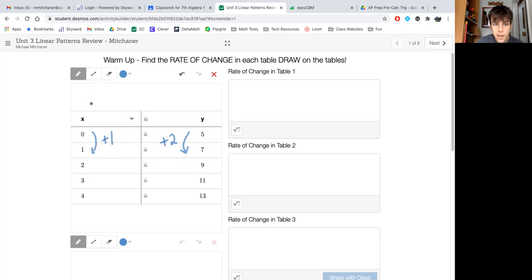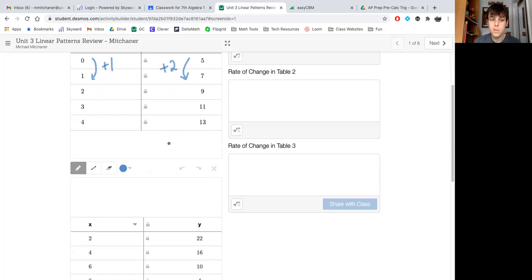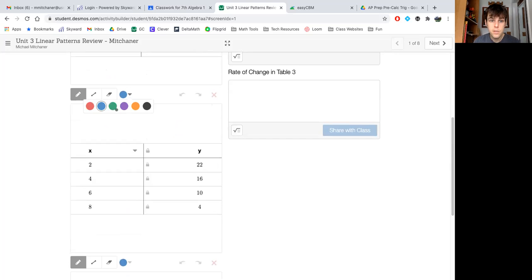So when we write our rate of change or our slope, it's the change in y on top, which is positive 2, divided by the change in x, which is 1. And obviously that simplifies. 2 divided by 1 is 2. So that is our rate of change for the first one. So m equals 2. You don't have to write m equals. You could say it's the rate of change. That's just the symbol that we use for that. Do the same thing over here. We have a few tables, so I'm just going to quickly go through those.